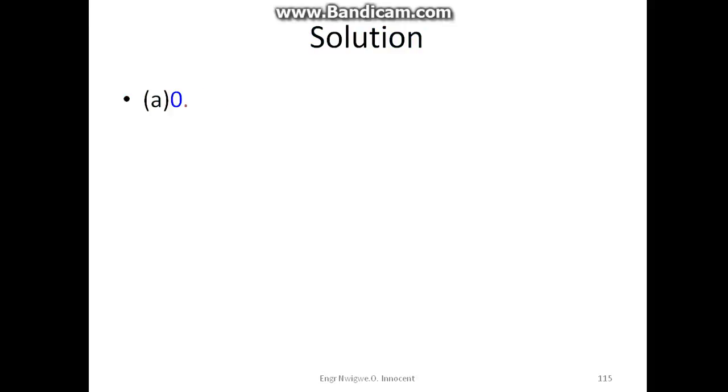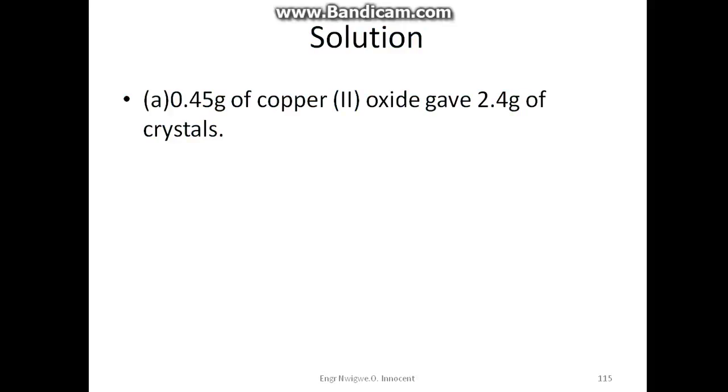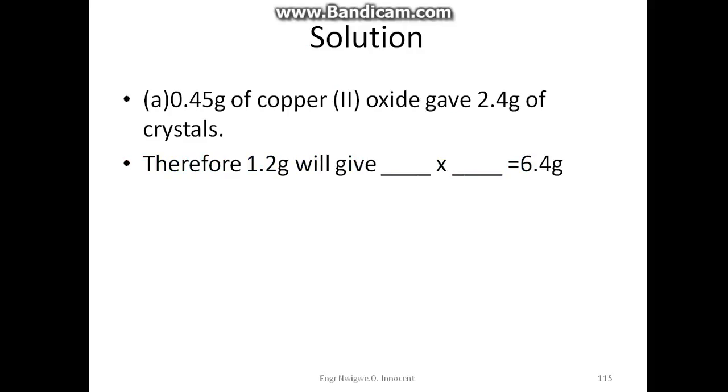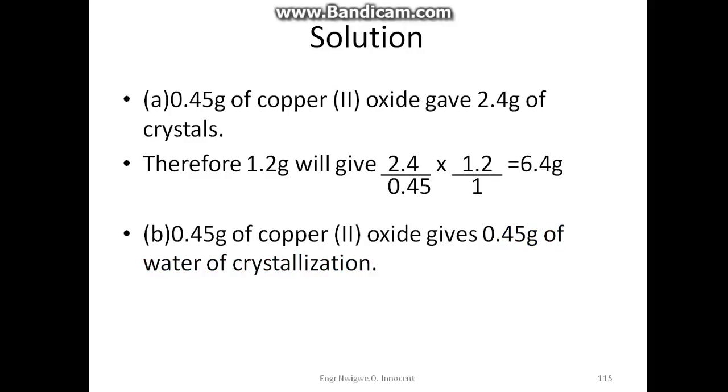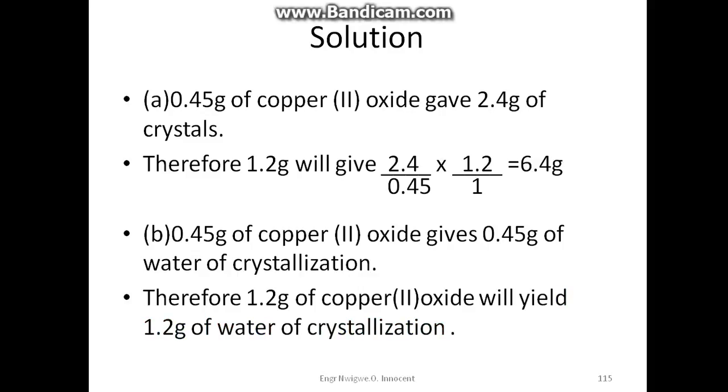Solution. (A) 0.45 gram of copper(II) oxide gave 2.4 gram of crystal. Therefore, 1.2 gram will give 2.4 over 0.45 times 1.2 over 1, which gives us 6.4 gram. (B) 0.45 gram of copper(II) oxide gives 0.45 of water of crystallization. Therefore, 1.2 gram of copper(II) oxide will yield 1.2 gram of water of crystallization.